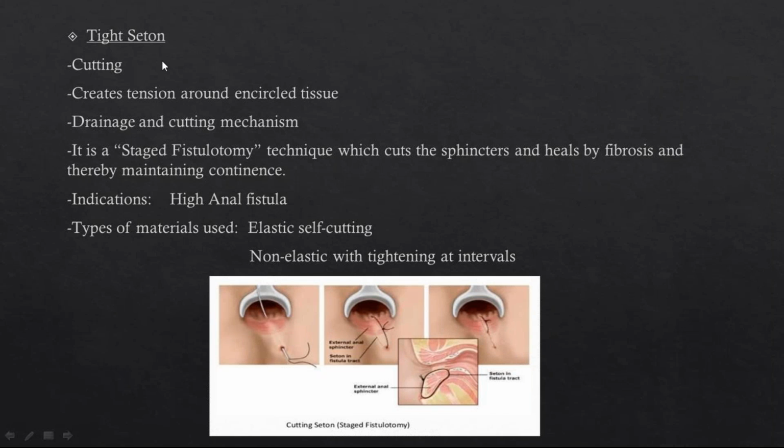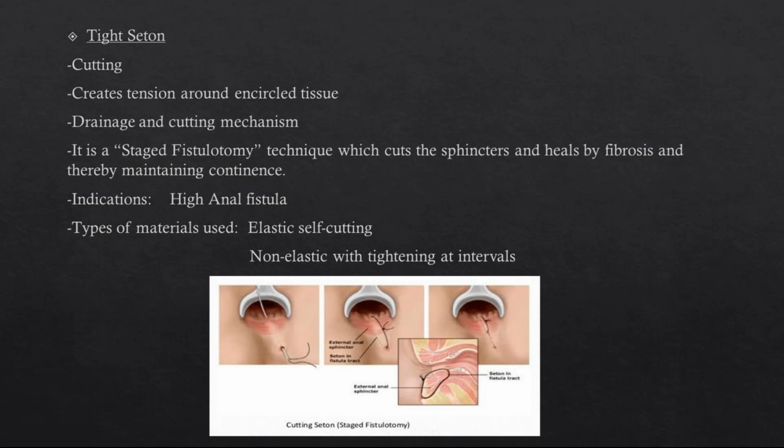So what is a cutting seton? A tight seton is a cutting seton. It creates tension around the encircled tissue, and it is both a drainage and a cutting mechanism. It is also called a staged fistulotomy technique. In fistulotomy you cut the sphincters in one go, whereas in staged fistulotomy, the tight seton slowly cuts the sphincters from inner to outer side, and after cutting it forms fibrosis.